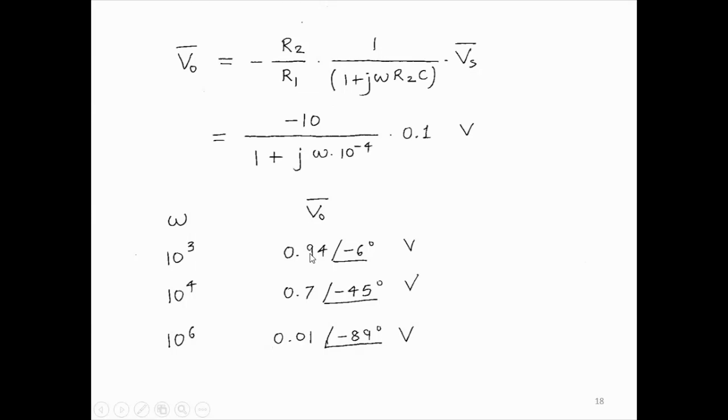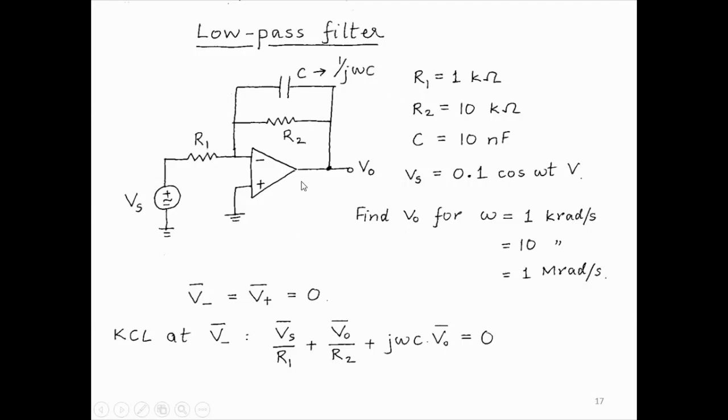This is all close to 1. This is 100 times smaller. So this circuit does not let the high frequency signals pass through. It kind of stops them from passing. That's why it's called a filter. It filters out the higher frequencies and lets the low frequencies pass. So it's a low pass filter because it allows the lower frequencies to pass.